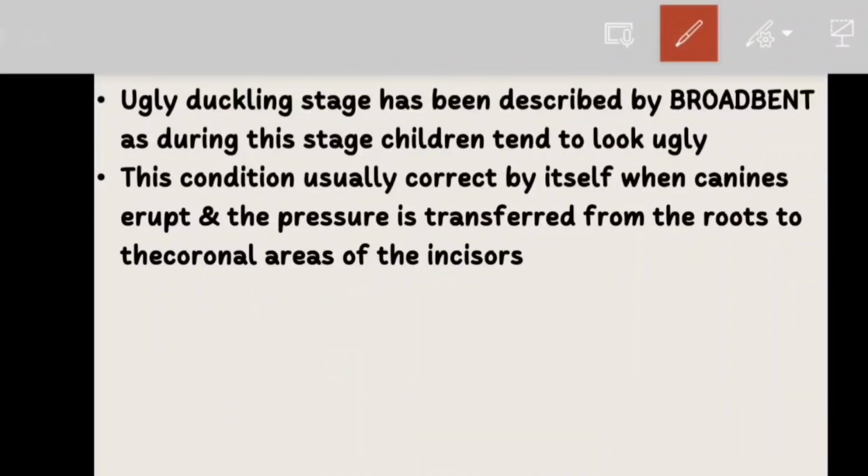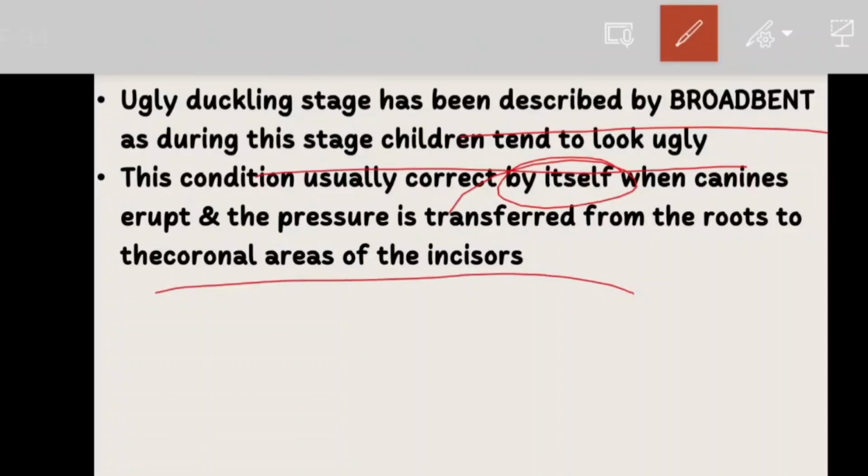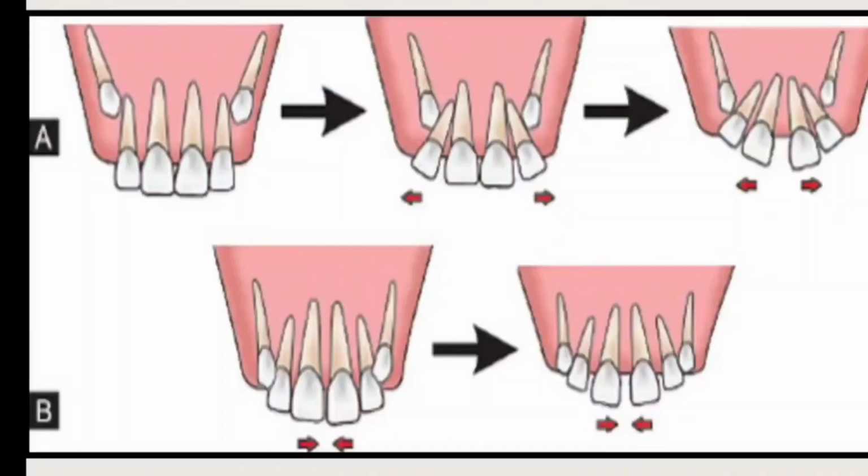The ugly duckling stage has been described by Broadbent, as during this stage children tend to look ugly. This condition usually corrects by itself when the canine erupts and pressure is transferred from the root to the coronal area of the incisor. Here the image shows the spacing between the central incisors.